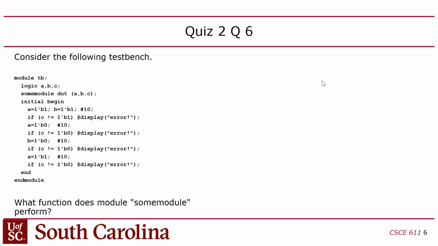And it looks like that is going to be an AND gate, right? Because if A is 1 and B is 1, the expected output is 1. But if there's any zeros in the inputs, then the output is 0, right? So that's an AND gate.